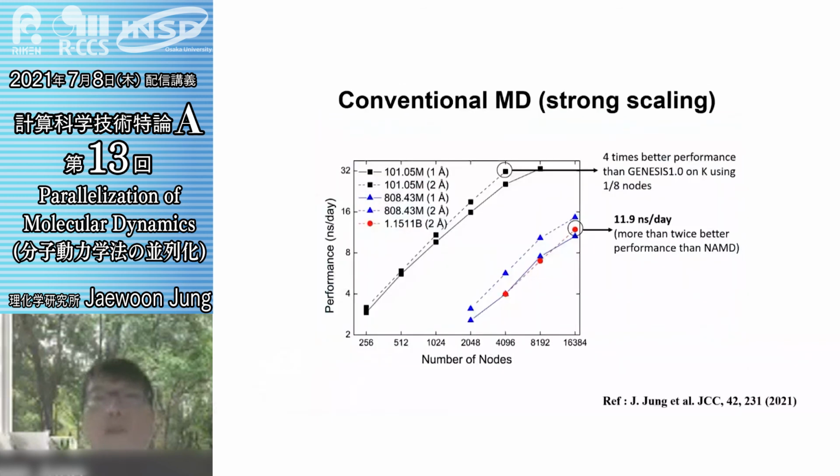So this other one is a strong scaling result. For the 1.15 billion atom system, we obtain around 12 nanoseconds per day performance, and we found that this is around twice better performance than existing MD software. And this is a summary.